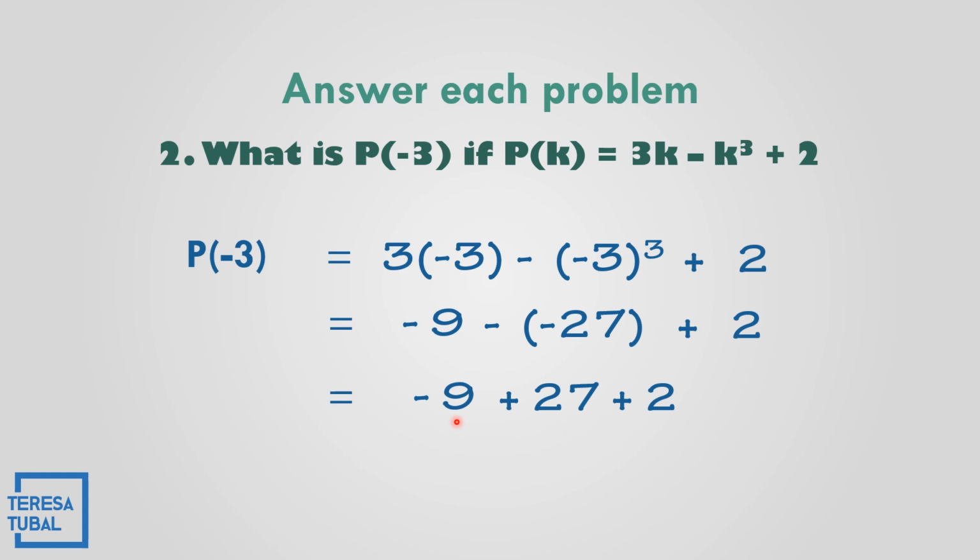Afterwards, let us solve. Negative 9 plus 27, subtract. Copy the sign of the larger number. So, that is positive. Subtract. So, that becomes negative 9 plus 27, that is 18. 18 plus 2. That is equal to 20. So, the P of negative 3 equals 20.